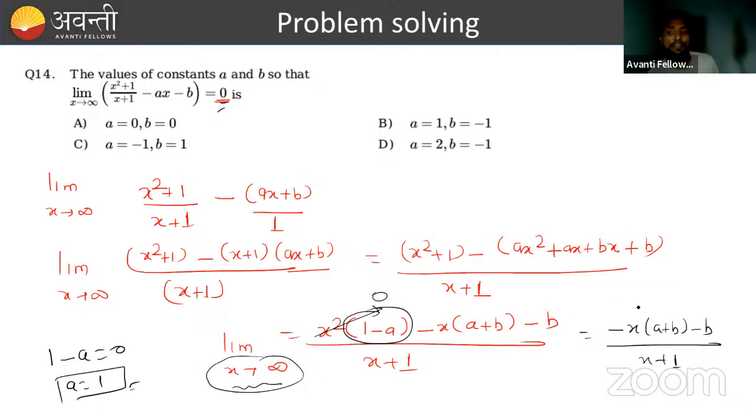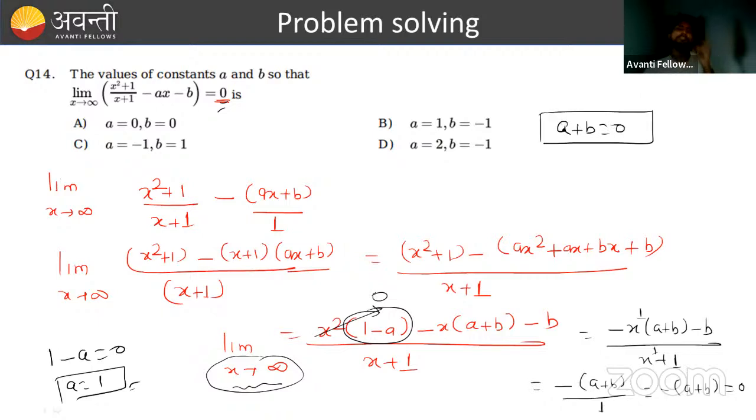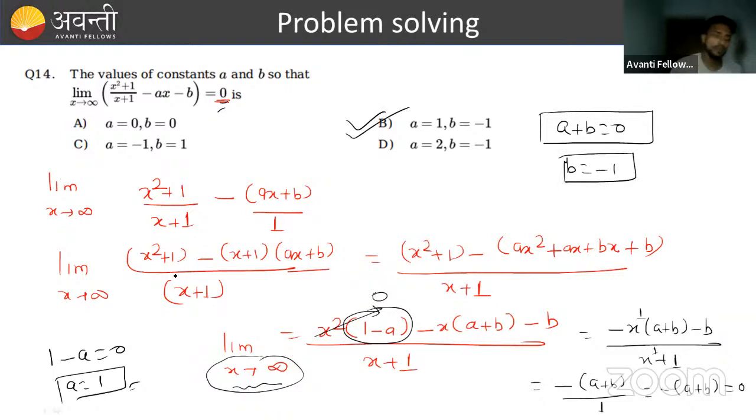Now the degrees will become equal: this is 1, this is 1. Then what is the limit? You know that it is the coefficient of x in the numerator divided by the coefficient of x in the denominator, that is 1. So minus a plus b is your final answer. But it is given as 0, so minus a plus b equals 0. From here we can write a equals b. By using that property only we can find it. So a is equal to 1, and b is equal to 1. So this will be your correct answer: a equals 1 and b equals 1. Okay.